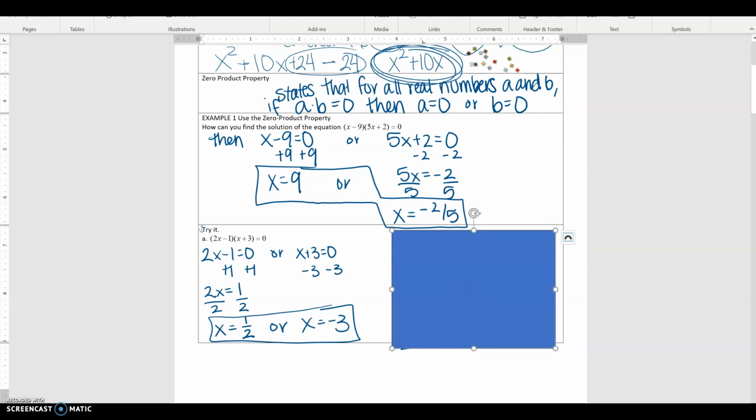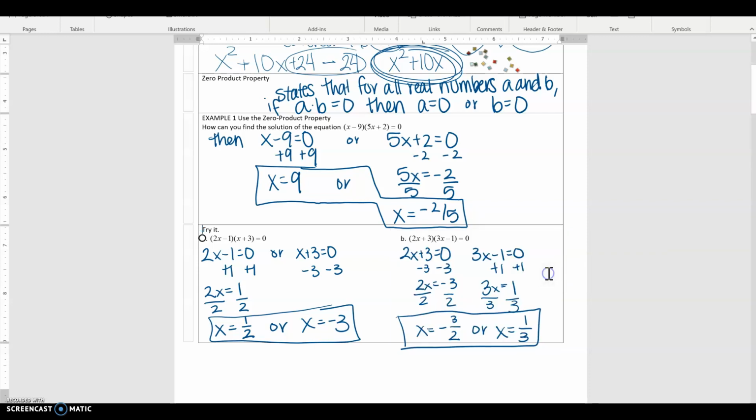Okay? So then for this one, we got 2x plus 3 equals 0, or we got 3x minus 1 equals 0. And then we use the opposite of PEMDAS to solve, or the opposite operation that's here. So it's adding 3, we're going to subtract 3. Okay, we get that answer there.